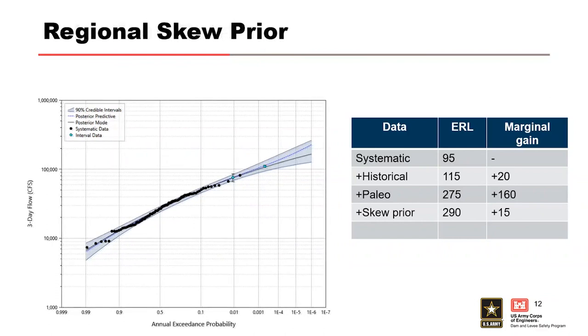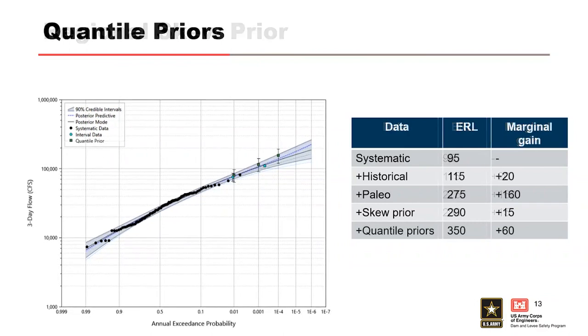Then we add regional skew data as a prior distribution on the skew parameter. And we add 15 additional years to our ERL, giving us a total ERL of 290. And lastly, we go ahead and add precipitation frequency rainfall runoff data as quantile priors, and we gain an additional 60 years for a final ERL of 350 years.